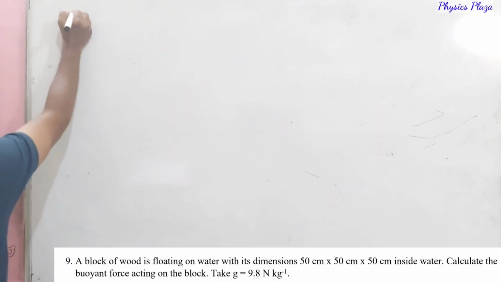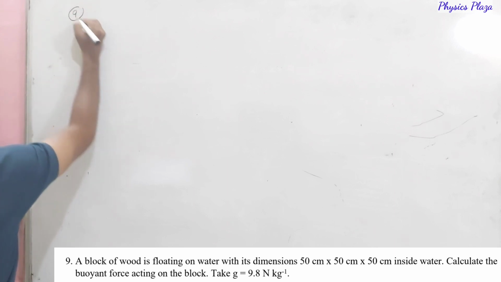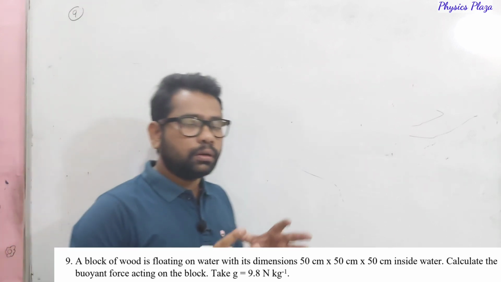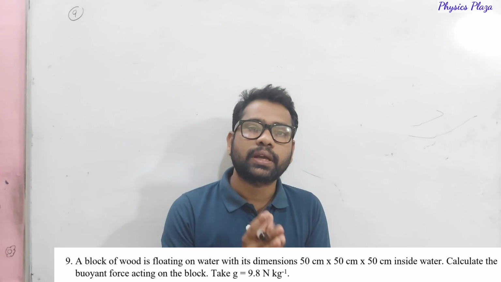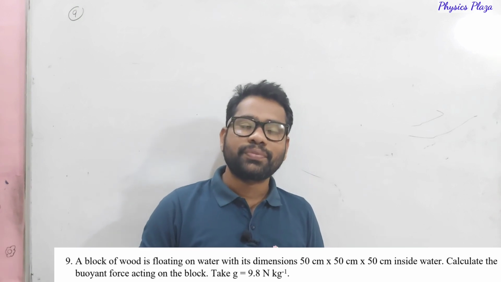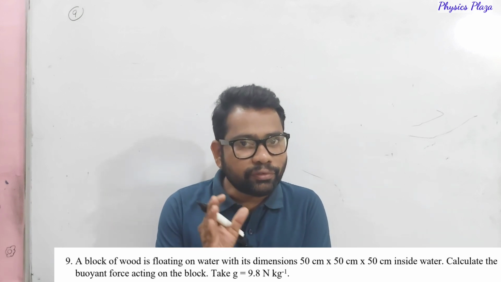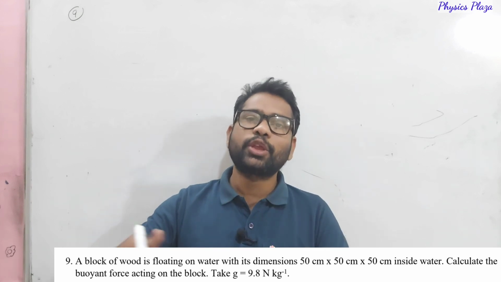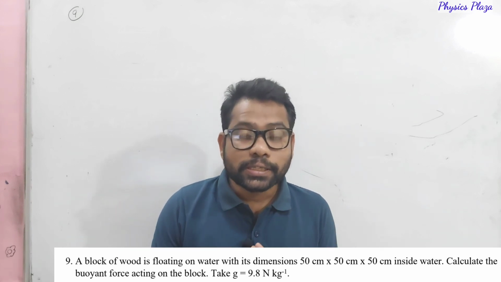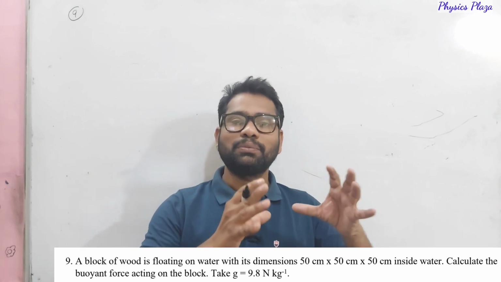Now look here, children. Numerical 9. Children, it is given that a solid is completely immersed in water, such that its dimensions are 50 centimeters, 50 centimeters, 50 centimeters. That is length, breadth, height, it is a cube. Then we are asked to calculate the upthrust acting on the body.